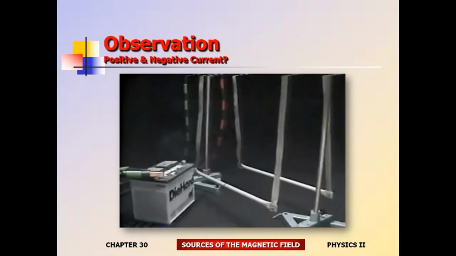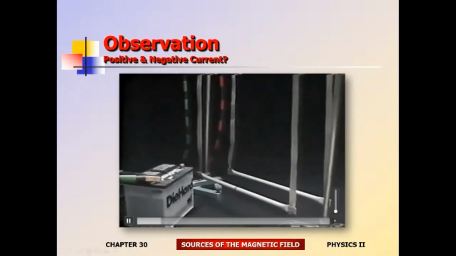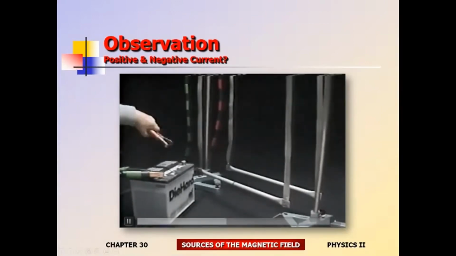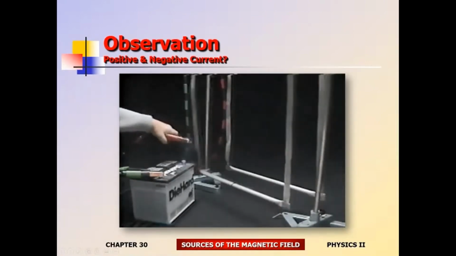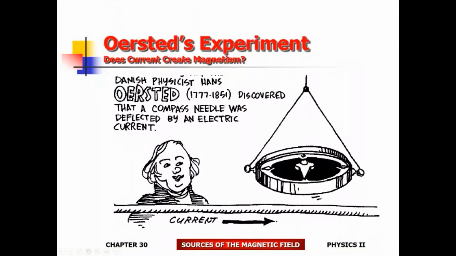All right, so let's do a quick review. The current carrying wires will either be attracted or repelled by each other, right? So the question becomes why. That'll require a fast little review, and then we need to build on that material.